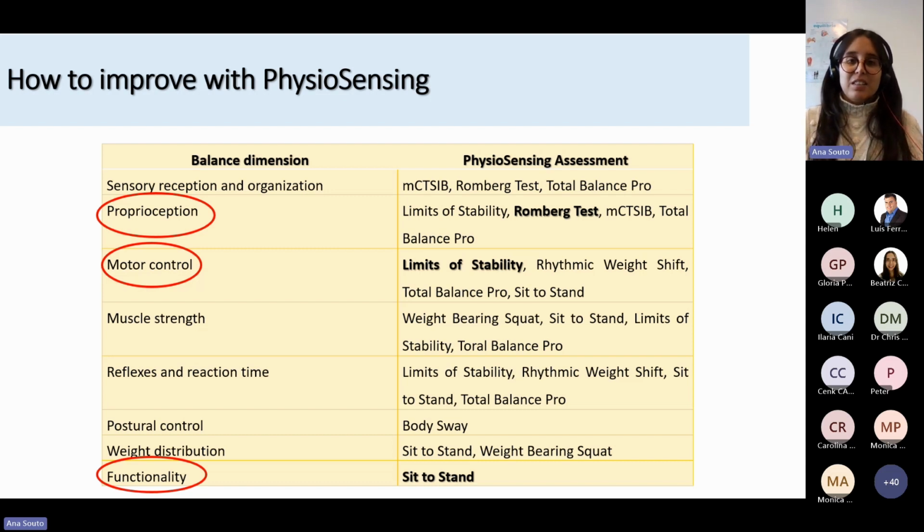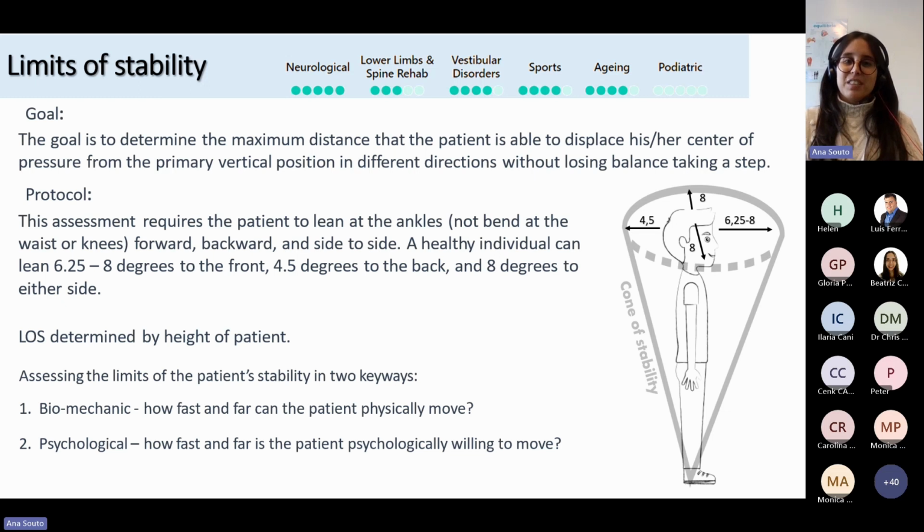Okay. So let's start with the limits of stability, which is, I think, my favorite. The limits of stability is a concept defined as the point at which the center of gravity approaches the limits of the base of support. So in other words, it represents the maximum distance that an individual can displace their center of pressure without losing balance.